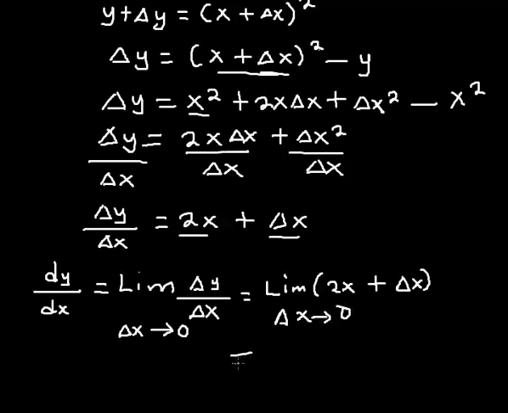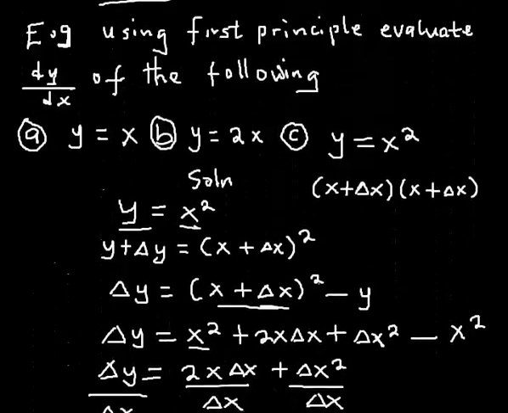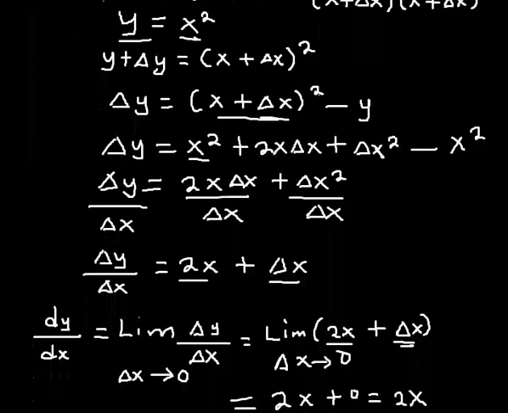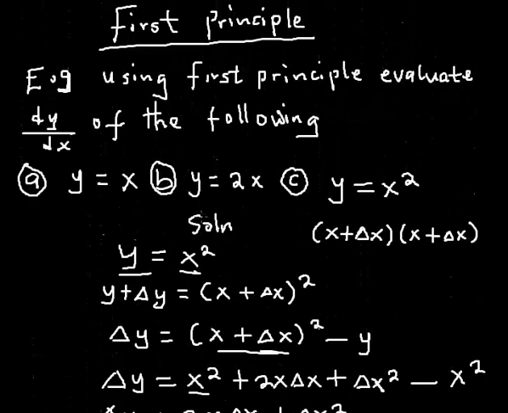So how do we find the limit? Of course, if we find the limit of this function as delta x approaches 0, that means delta x will definitely be equal to 0, because I have to substitute 0 into delta x. So that simply means that I'm left with 2x plus 0, which of course is 2x. So basically that's the first principle, and that's how we apply first principle. This is just a simple derivative I solved using first principle.